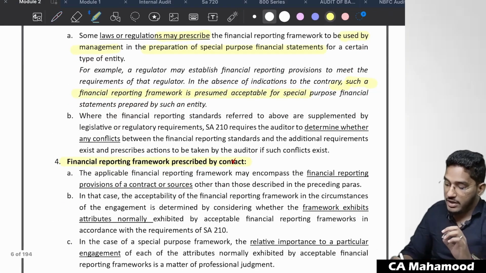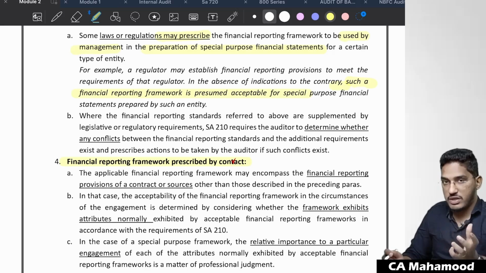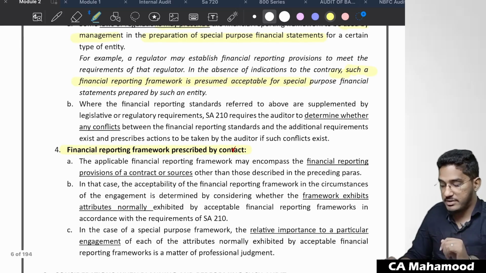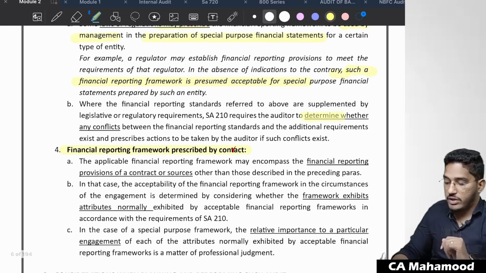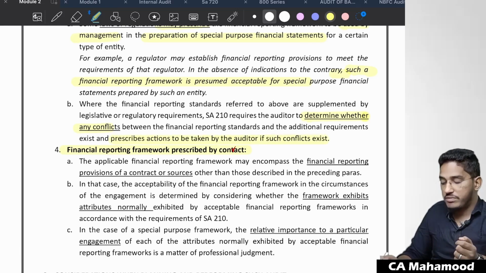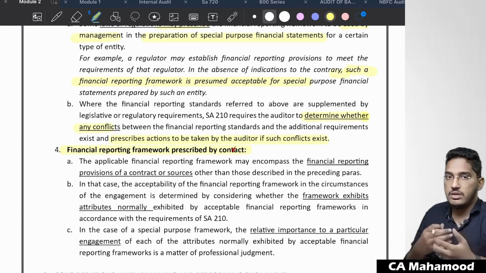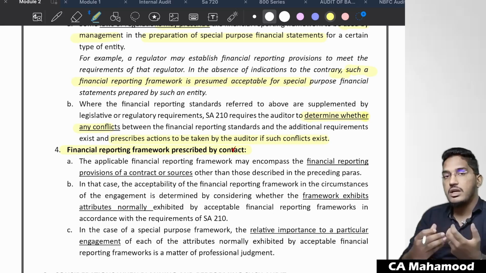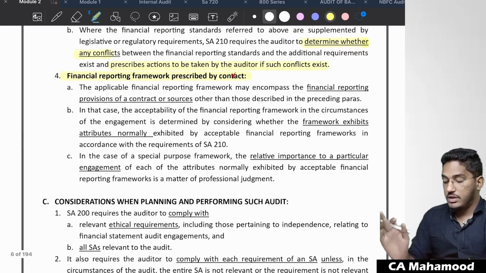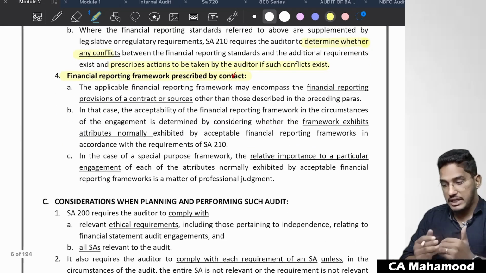So the same thing they say that where the financial reporting standards referred to above are supplemented by legislative or regulatory requirements. That means some organization is also giving financial reporting standards, some law or regulation is also telling some rules and regulations for special purpose financial statements. SA 210 requires the auditor to determine whether any conflict exists between the two, and if yes, prescribe actions to be taken if such conflict exists. That means that conflict should be resolved. In order to resolve that conflict, you have to take some actions. So what actions you are required to take, you need not worry about it. Clear?